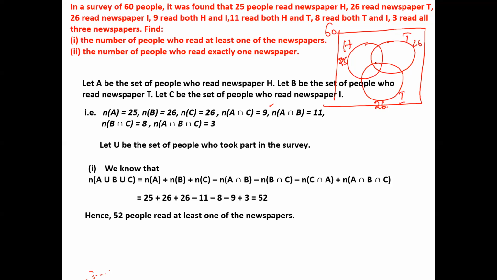9 read both. First we have to say how many people read all, so that gap we have to write first: 3. Now 9 people read H and I. H and I together is 9. In that 3 has come here, so 6. Similarly, T and I, 8 people are there, so 5. Oh, H and I, sorry, this is 6. This is 11 minus 3, 8.